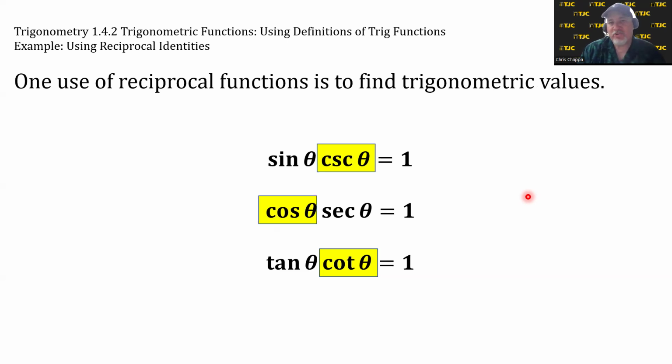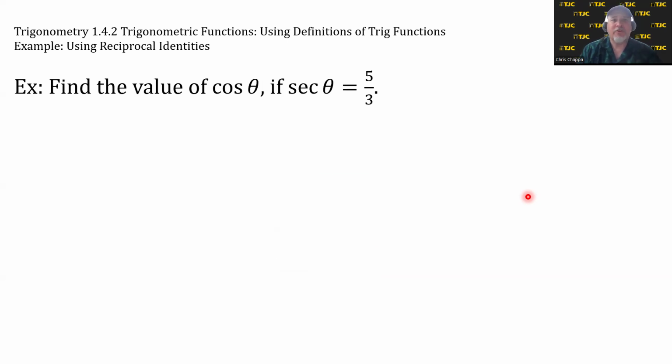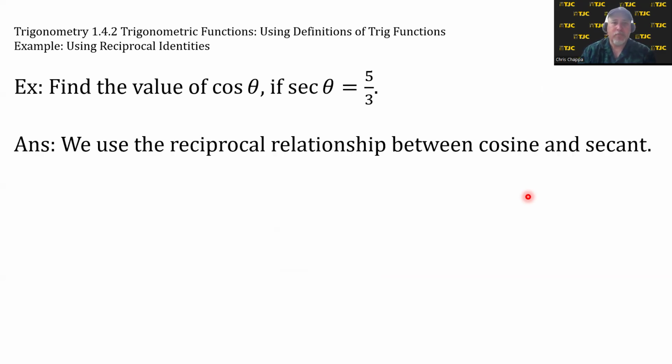One use of reciprocal functions is to find trigonometric values. There are many other uses, but let's start with this one. For example, find the value of cosine of theta if secant theta is equal to 5/3. Well, we use the reciprocal relationship between cosine and secant. Because we want to know what cosine equals, we're going to choose the one that starts with cosine equals 1 over secant. Replace secant of theta with 5/3.